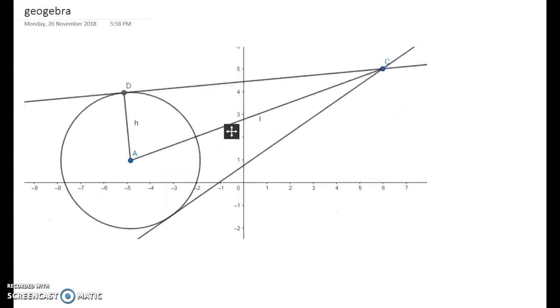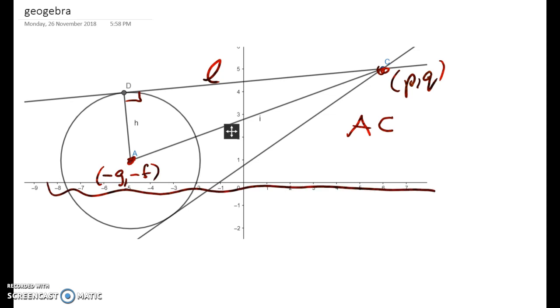So here comes the nice GeoGebra picture of it. There's your right angle. And you can see from looking, this is length L here. The first thing that we're going to get is length AC, right? And that length AC is pretty easy to find because we know those two coordinates. So this is PQ here, and this is negative G, negative F here. Just forget about the numbers on there. The numbers are rubbish. The last thing I've got to do is to find this distance here, but that's easy because it's the radius.